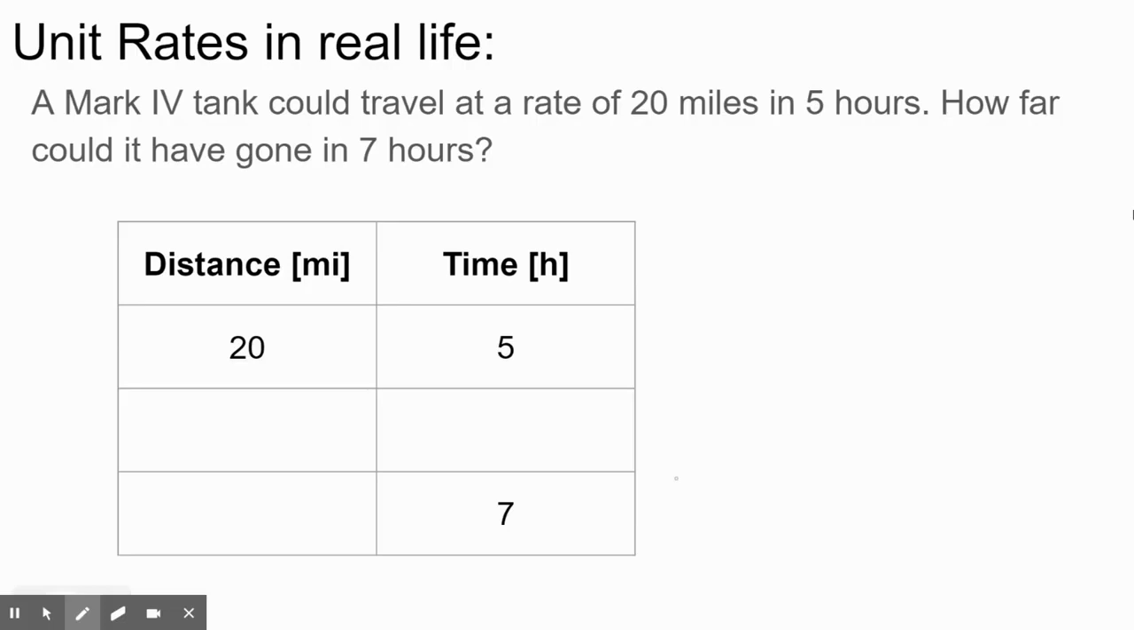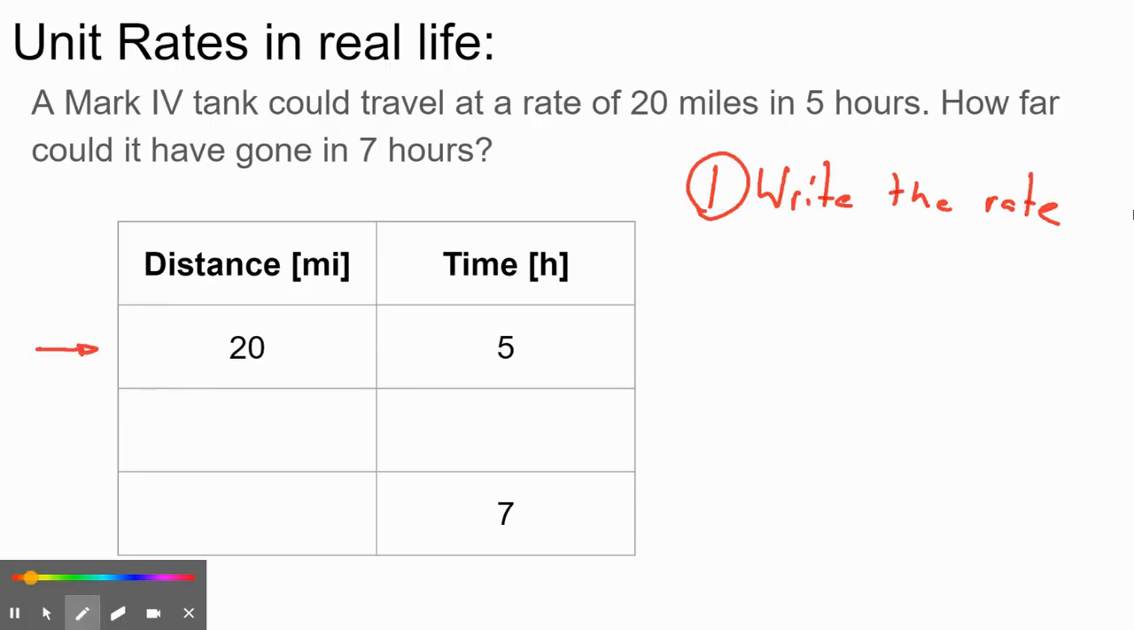And next, we just need to think about what we need to do. So step one would be to write the rate. We've already done that. It's right here. It's 20 to 5. Step two would be to find the unit rate. And as we go through this, remember, if you need to pause the video and write any of this down, feel free to pause.